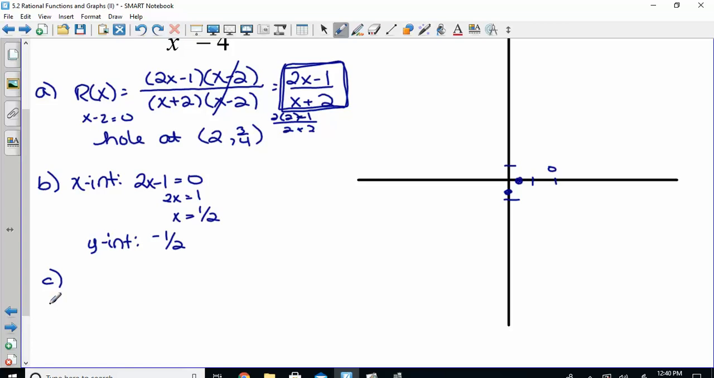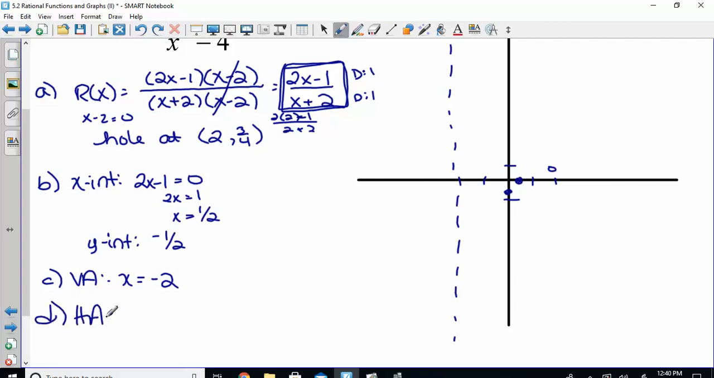Okay, next, asymptotes. Vertical asymptote is x equals whatever makes the bottom 0. What makes x plus 2 equal 0? Negative 2. That's a dashed line. Horizontal or oblique, you can look at the degree of the original or the reduced one, it's not going to matter. In the reduced one, the degree of the top is 1, bottom, 1. If it's the same degree, that means it is horizontal, by the coefficients. So 2 over 1 is just 2.